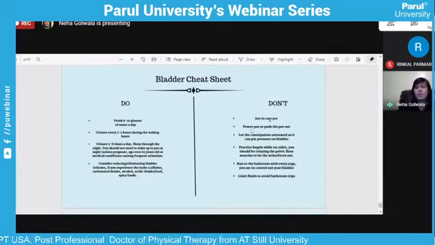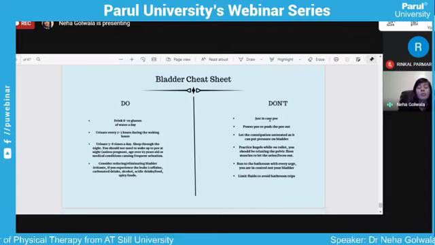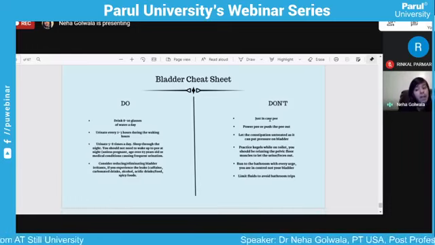Power pee or push pee, don't force. You have to relax your muscles. So never practice Kegels while you're on the toilet. Kegel is not the solution for pelvic floor dysfunction because your muscle can be tight. You need to make sure that they are working right. And constipation, treat it first, otherwise it can put pressure on the bladder, and that could be one of the reasons for incontinence as well.